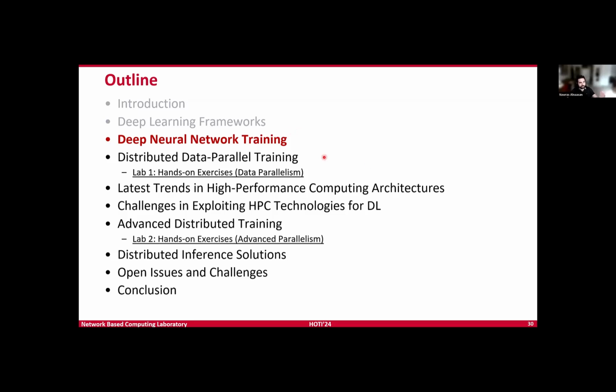Over the next two sections, we're going to talk about DNN training and distributed data parallel training. We have a hands-on exercise that uses both PyTorch and TensorFlow, the frameworks that Amr just reviewed. But before going into the hands-on, we need to cover some background first to understand what is really happening when we say we're training a deep neural network.